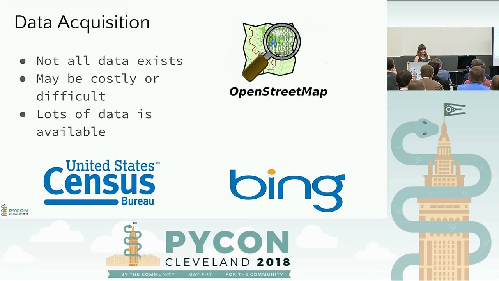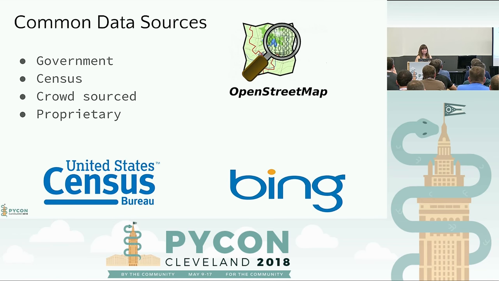OpenStreetMap, we're going to look at that quite a bit later, but it's a really cool community-supported data source. And there's also census data, which will give you lots of data about people. You can probably also pay for data from some proprietary source. Lots of data is available. Some common data sources are government, census, crowdsource like OpenStreetMap, proprietary sources, or you could collect it yourself.